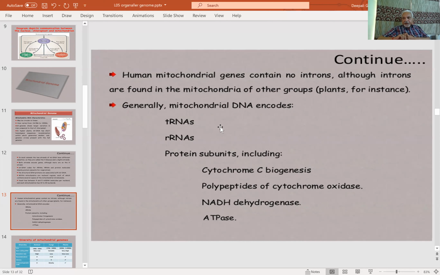And the human mitochondrial DNA codes for tRNA, rRNA, and proteins like cytochrome C, cytochrome oxidase, NADH dehydrogenase, and ATPase. These are the functional proteins which participate in the respiration process.